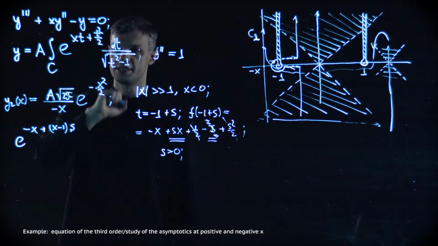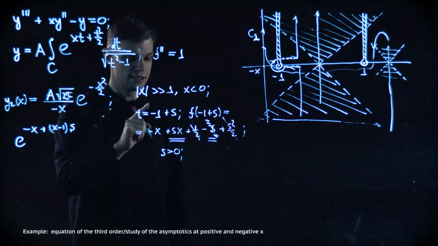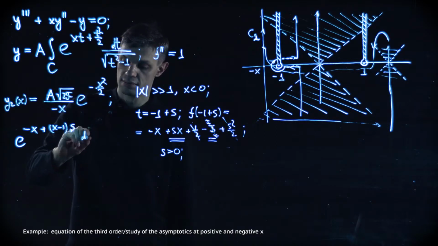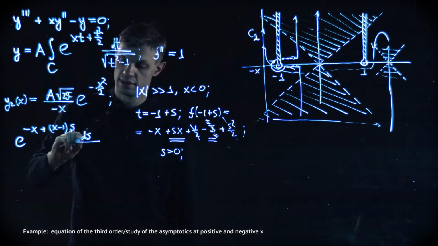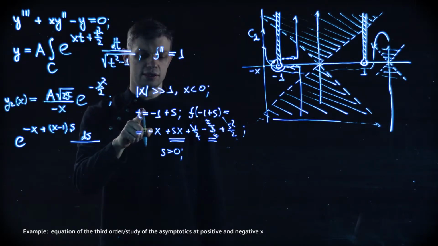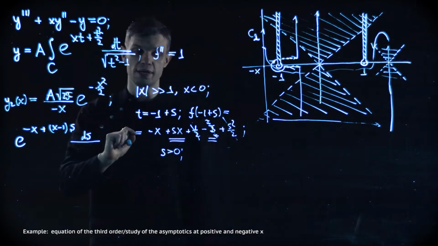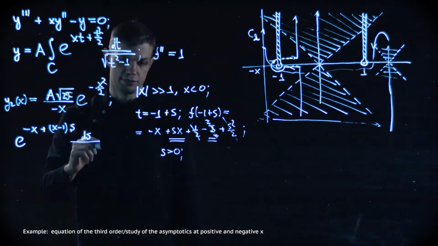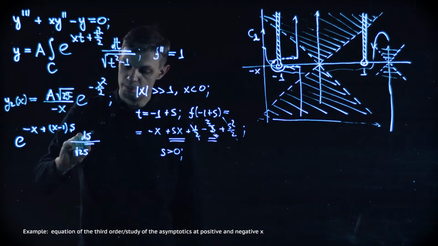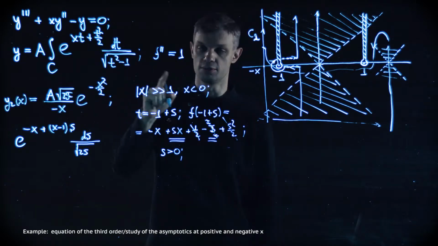So this is their exponential function. But now dt is obviously equal to ds over the square root of t squared minus 1. So if we compute it, the modulus of t squared minus 1 is going to be equal to 2s. So this is the square root of 2s. But we need to find the correct sign for this t squared minus 1.